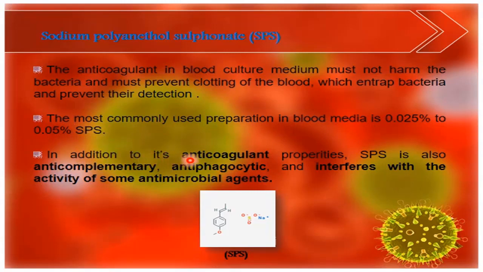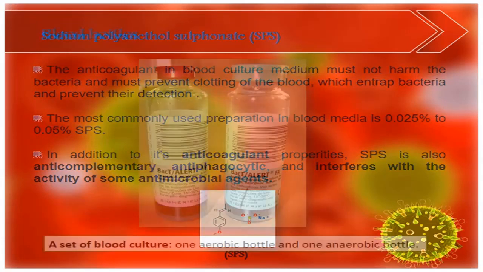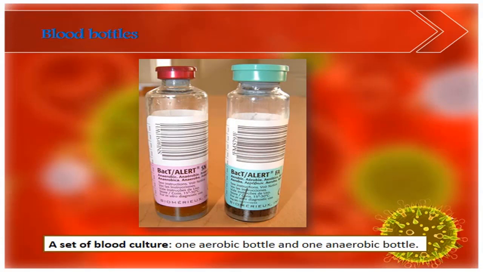In addition to its anticoagulant properties, sodium polyanethol sulfonate is also anti-complementary, anti-phagocytic, and interferes with the activity of antimicrobial agents. And I mentioned previously in this lecture, with details, the advantages of using SPS, as you show here. These are the blood bottles for anaerobic, as you show here on the left, and here the white aerobic blood culture bottles. Okay.